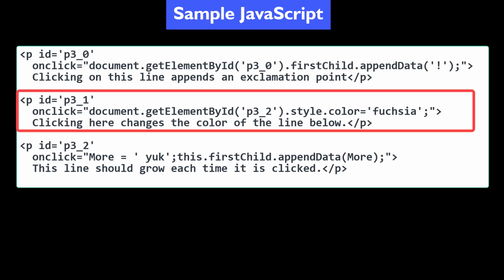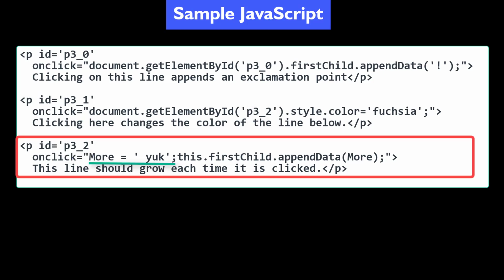Another p tag, ID is p3_1. On click, document.getElementById(p3_2).style.color = fuchsia. Clicking here changes the color of the line below. And indeed, the next paragraph has an ID of p3_2.